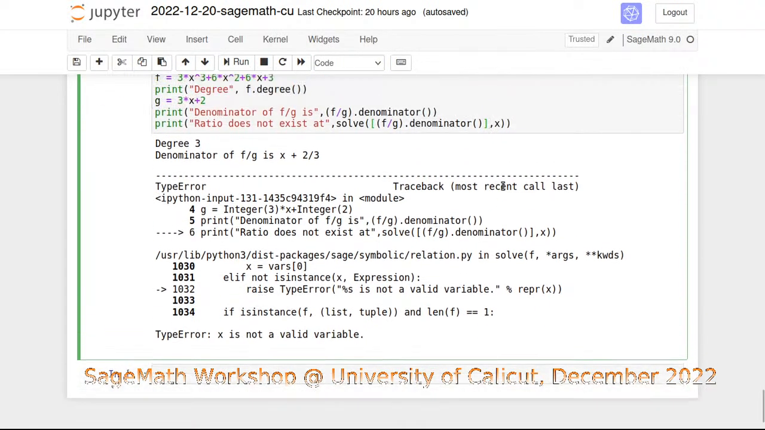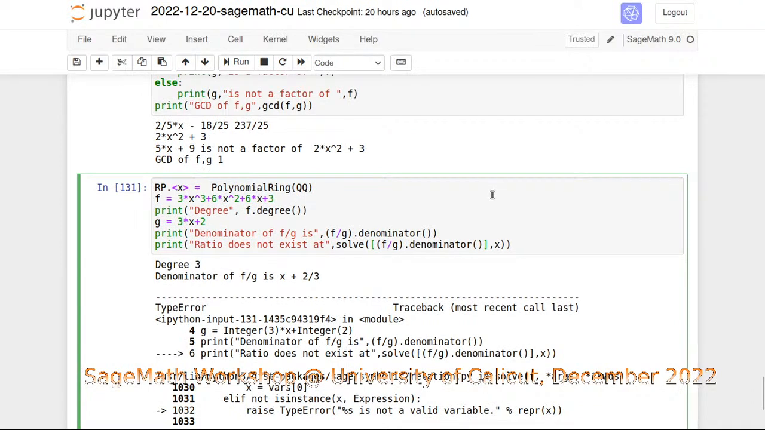The only problem here is that x is not assumed to be an ordinary variable. Instead, x is the generator of the polynomial ring QQ. It's not compatible with the solve command. Previously we were using x just as a symbolic expression, but now it is not just an expression. It's actually the generator of the polynomial ring over QQ. That's a problem.